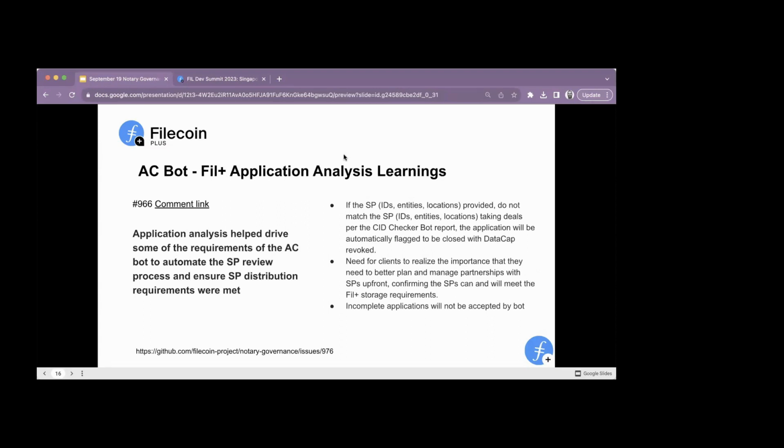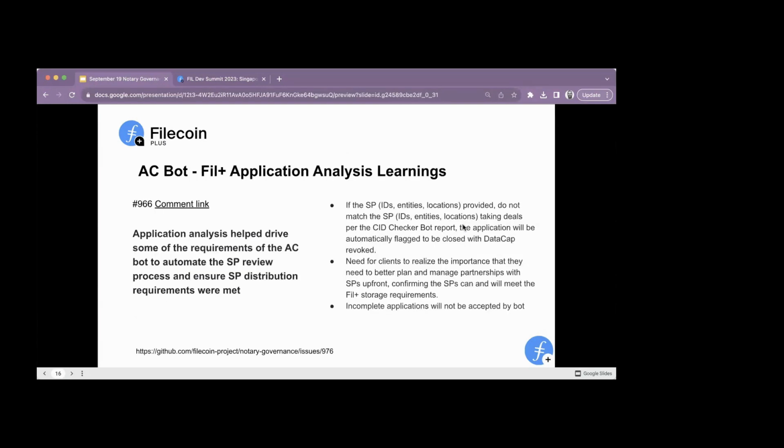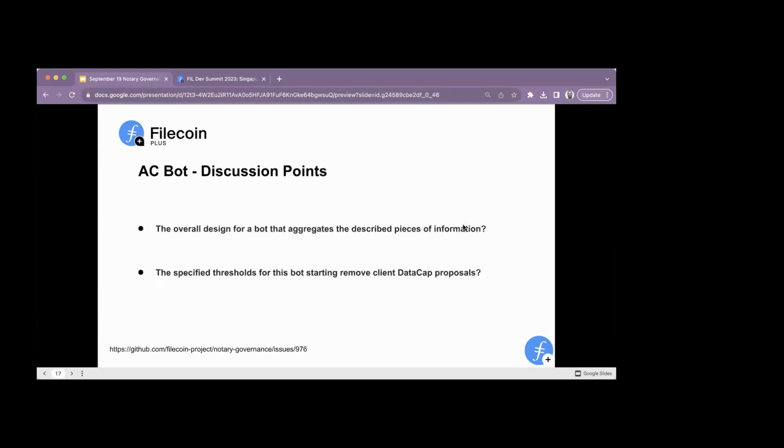And one of the key things that came up in how we make this bot automatic is that over the summertime, KZ, RG, and some of the teams went through and looked at a large chunk of LDN applications. They would see what kind of trends we're seeing from misallocated data, and what we can see from the CID checker or the retrieval bot. Based off those learnings, that's what factored into this aggregation bot issue. And that's where we're looking for your input, if you have any, on how this thing should be structured.